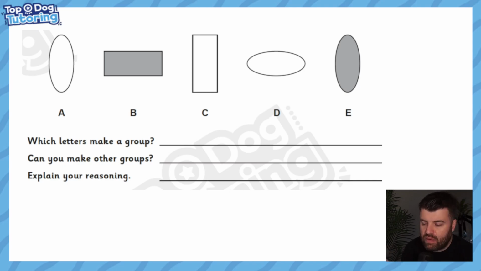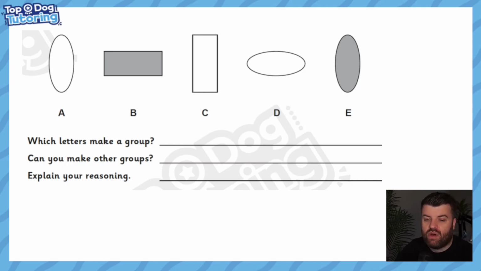So let's just take a look at what we've got. What do we mean when we say letters? Well, when we say letters, we mean shapes because each letter represents a shape. We have A, B, C, D, and E here. And we have to start thinking about how can I group together shapes? What do they have that's the same? And what do they have that's different?